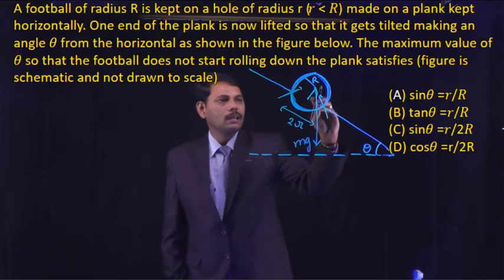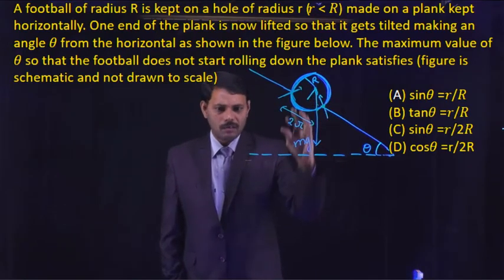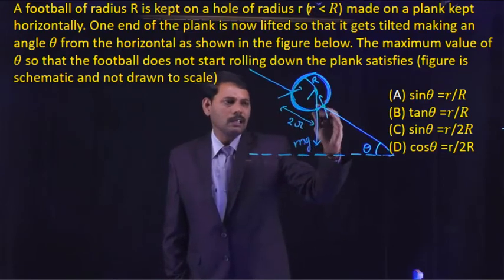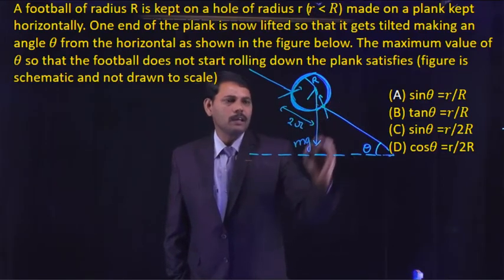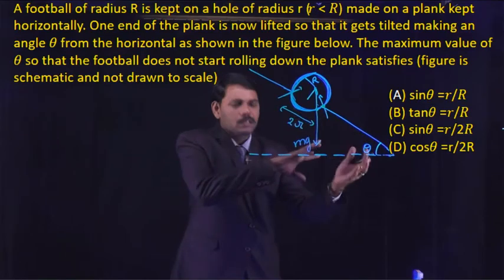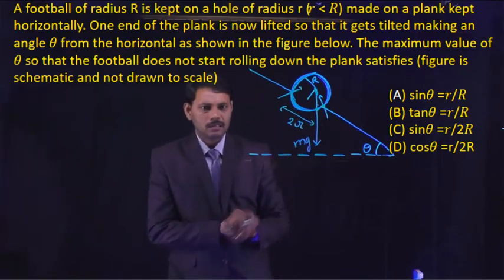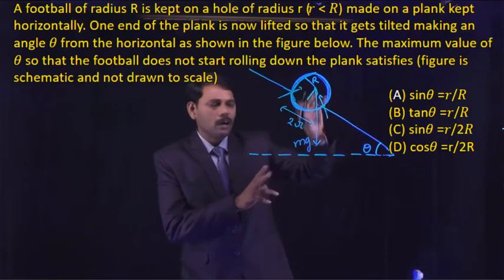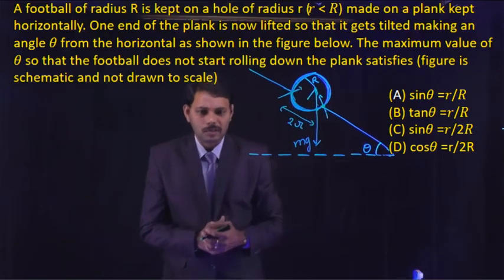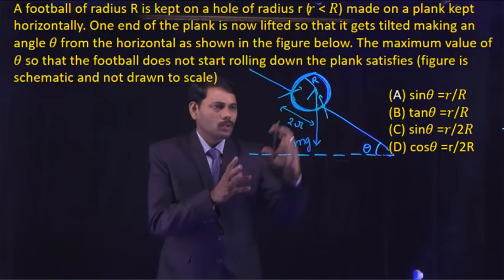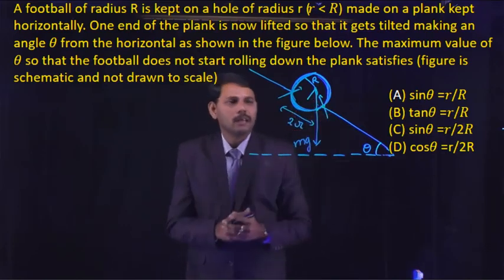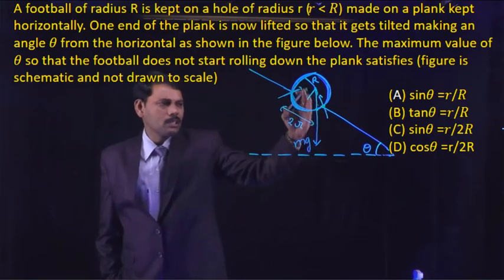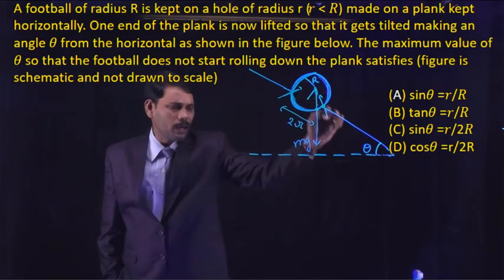Once the line of action of the weight of the football starts acting beyond this point of contact, then the torque produced by the weight may start tilting the football around the axis of rotation. So to have the tilting action, the condition is that the weight must act through this point of contact.